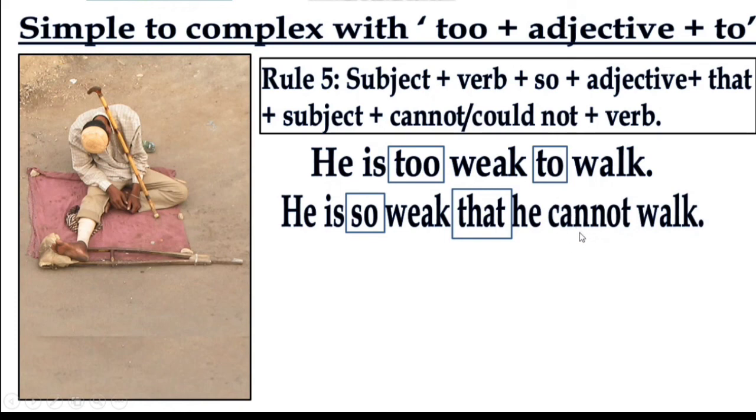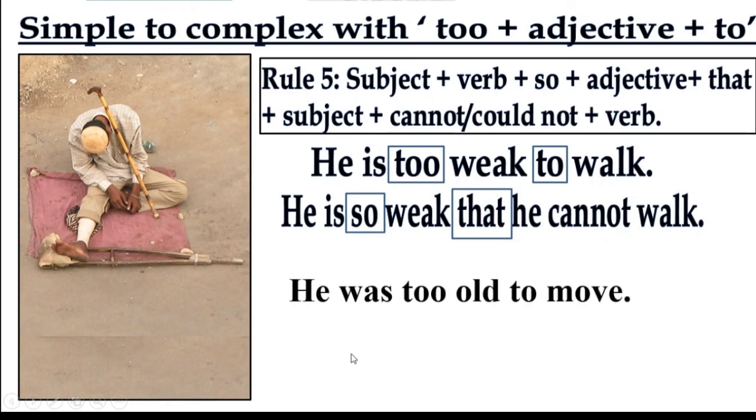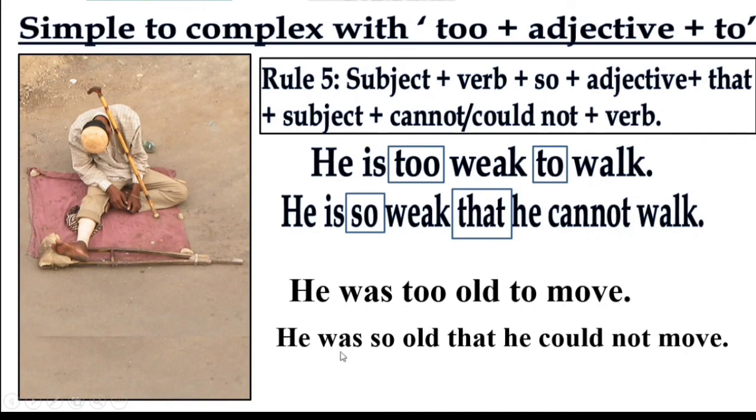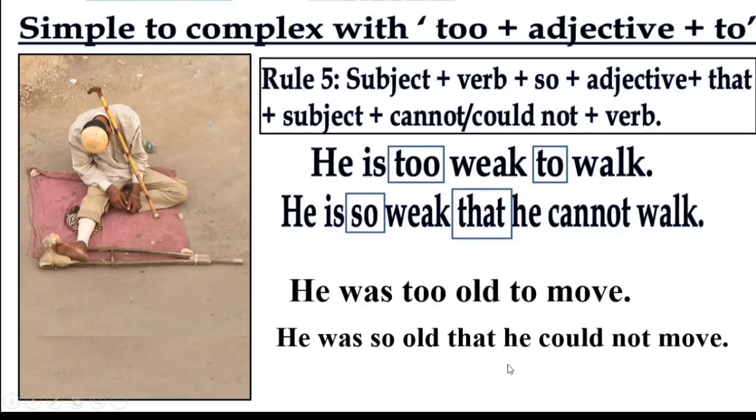We have to use cannot if the sentence is present tense, and we have to use could not if the sentence is past tense. Look at the sentence: he was told to move. Here was is past tense, so we use could not here. At first he was, then so instead of to, and then the adjective, and then that instead of to, and the subject he, and could not, and then the extra.